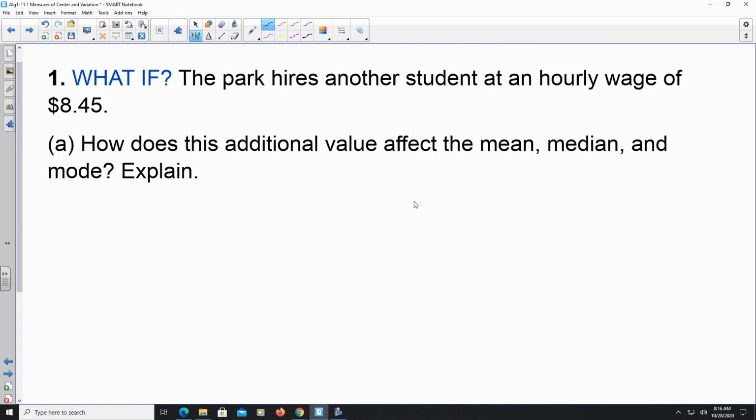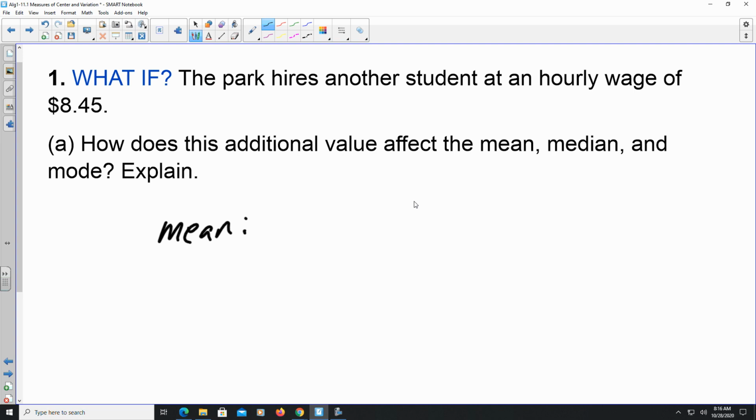Okay, so here it says the park hires another student at an hourly wage of $8.45. It says, how does this affect the mean, median, and mode? And they ask you to explain. So basically, again, I would encourage you to do all the math and stuff like that, but I will give you just a brief. I did this ahead of time.